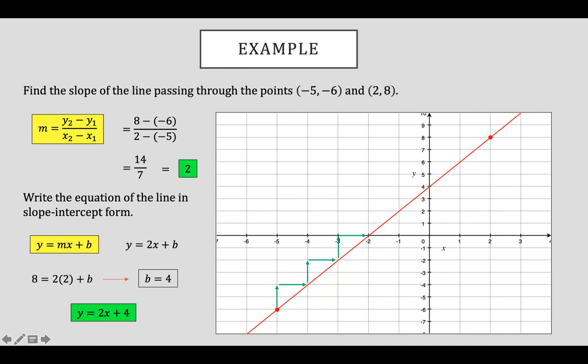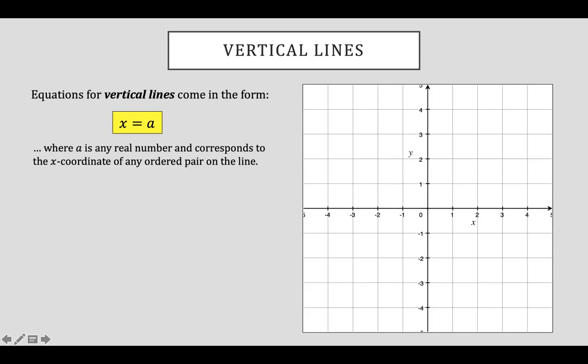Looking at the graph, we can notice that the slope also matches with a slope of 2. We go up 2 units over 1 unit, up 2 units over 1 unit to get to the next point each time.